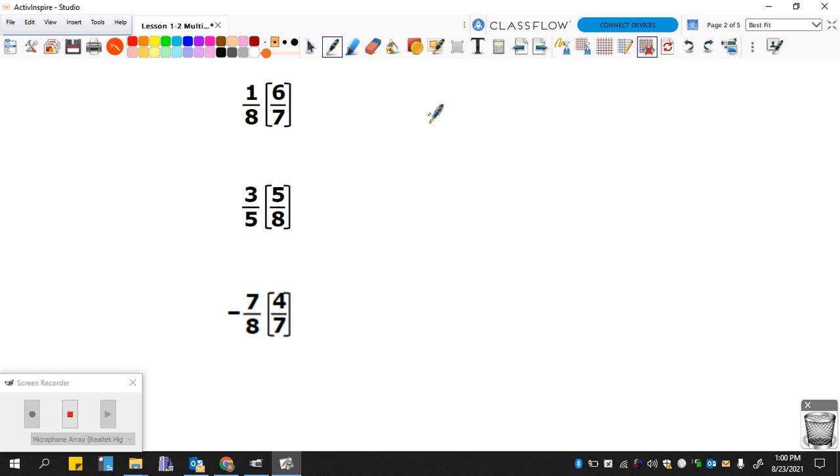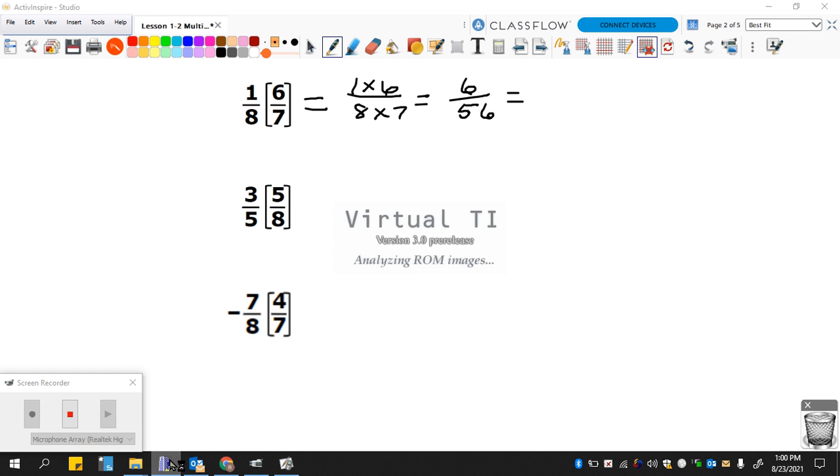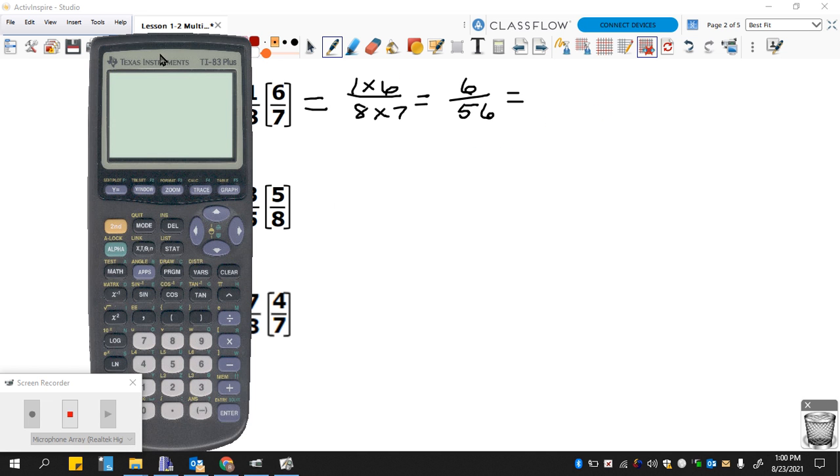All right, so we're going to talk about multiplying fractions first of all. To multiply fractions, you just multiply straight across: 1 times 6 and 8 times 7. So 1 times 6 is 6, and 8 times 7 is 56. Now we have to reduce that.